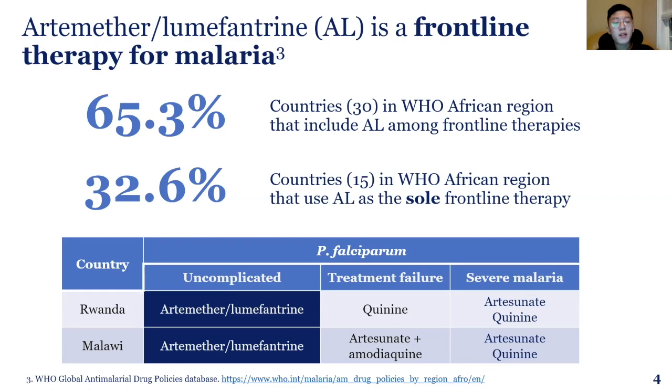And in fact, almost a third of these countries actually have artemether-lumefantrine as their sole frontline therapy, and Rwanda and Malawi certainly fall into this category. So it became fairly clear very early on that these two drugs are very important in combating malaria.